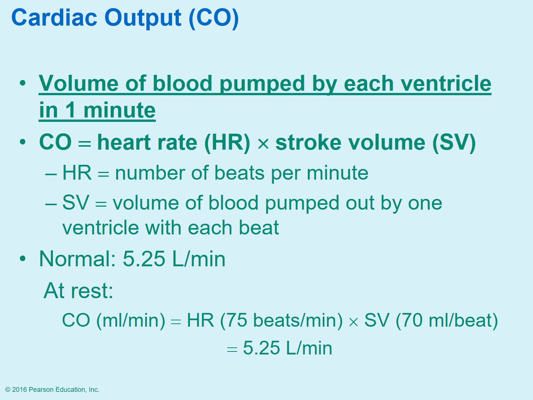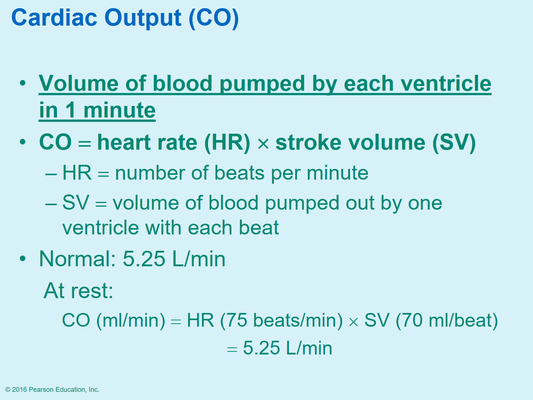CO, or cardiac output, is the volume of blood that's pumped by each of the ventricles in 1 minute. It can be calculated by the heart rate times the stroke volume. The heart rate is the number of beats per minute, and the stroke volume is the volume of blood that's pumped out of one ventricle with each beat.